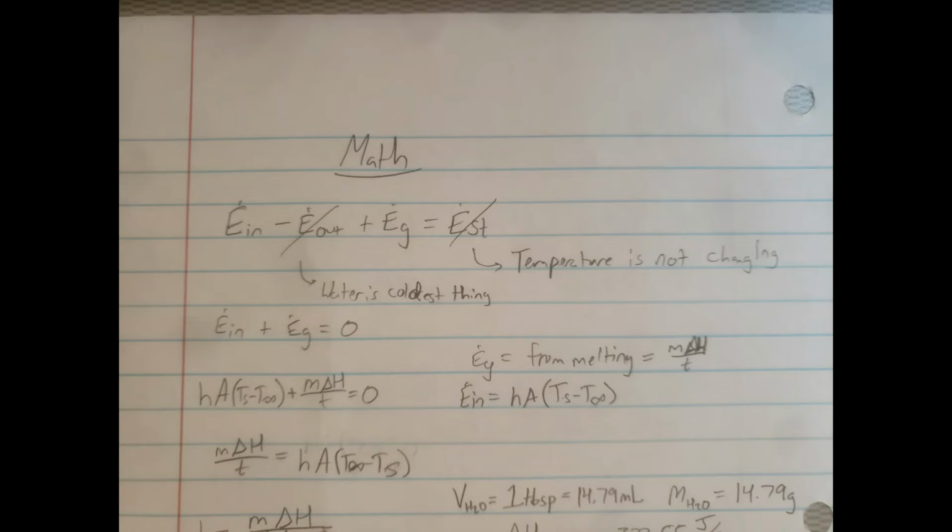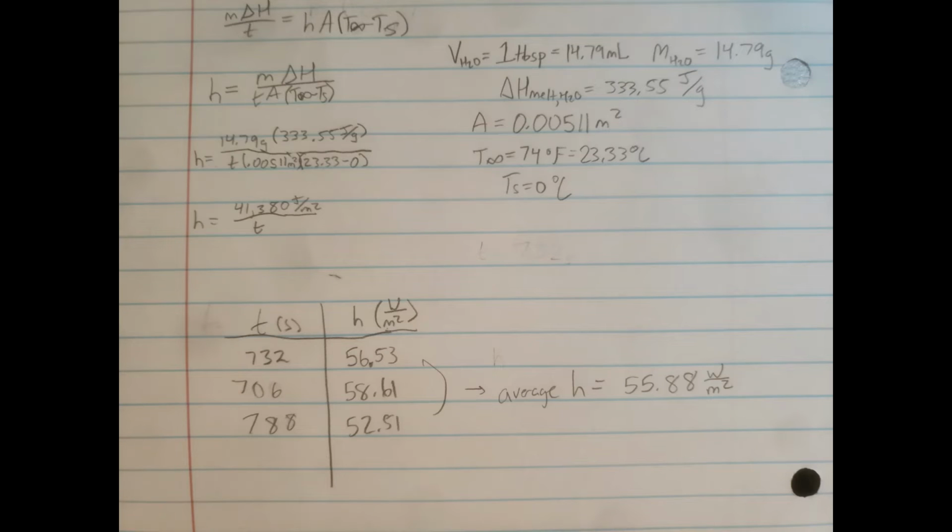Through our measured data, we were using 1 tablespoon of liquid water, which converts to 14.79 milliliters or 14.79 grams, as water has a density of 1 gram per milliliter. The enthalpy of melting of water is 333.55 joules per gram, and the surface area of 1 tablespoon of water was measured as 0.00511 square meters. The temperature T infinity, or the temperature of the air being blown over, was 74 degrees Fahrenheit, which is converted to 23.33 degrees Celsius, and of course the temperature of the melting water is 0 degrees Celsius.